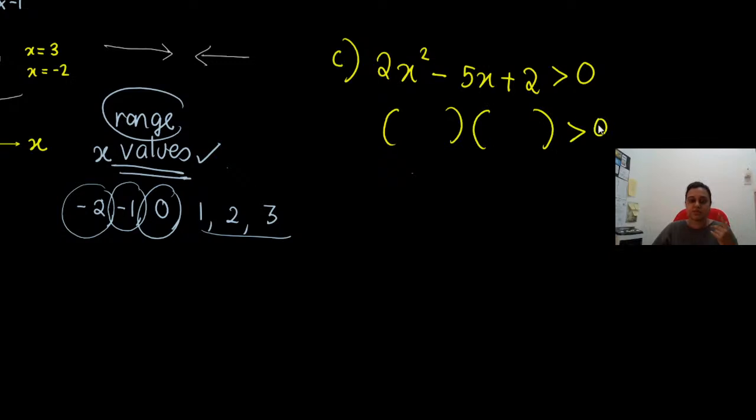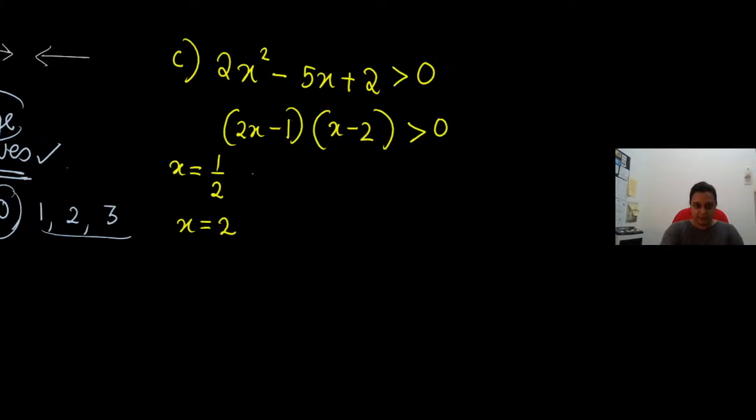Let's find the roots. Based on last week, when we sketched the graph, we got 2x minus 1, and then the other one x minus 2. So we got two values. One is 1 over 2. Another x we got is positive 2. Look at this carefully. Both are positive values.